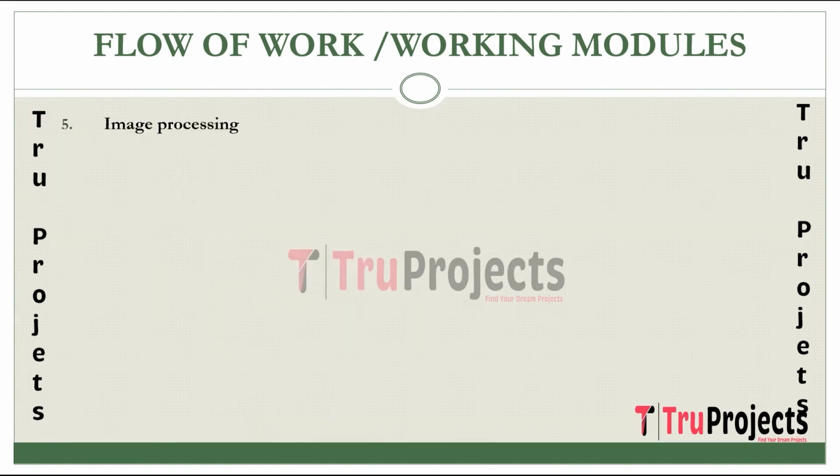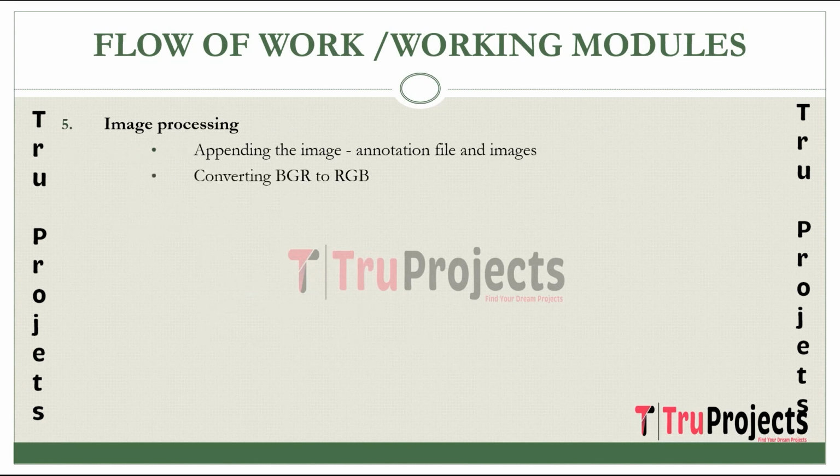The next step is image processing. Here, appending the image and dealing with the annotation files are common steps in preparing the dataset for training. Converting BGR to RGB, which is blue green red to red green blue, is necessary in certain cases as OpenCV often reads images in BGR format. Creating a mask and resizing the image optimizes it for input into the neural network.